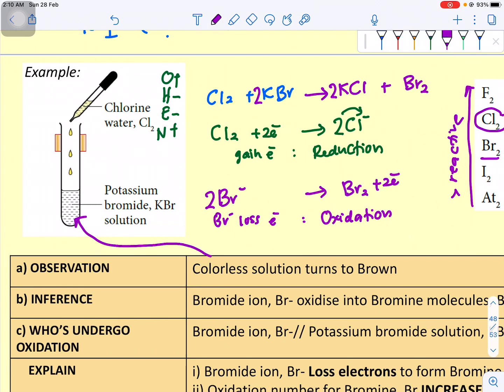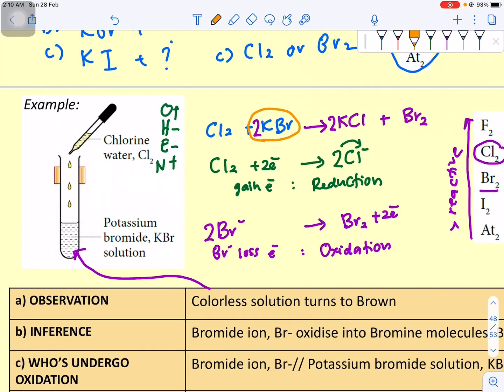Okay, tengok pada half equation. Just now we have potassium bromide, it is colorless, and then after that in the test tube kita ada potassium chloride and bromine. Kalau halide ni memang dia colorless, so this one is also colorless. Okay, colorless, and then bromine is brown. Okay, so brown dengan colorless kita akan nampak brown lah. So observation dia, colorless solution turns to brown.